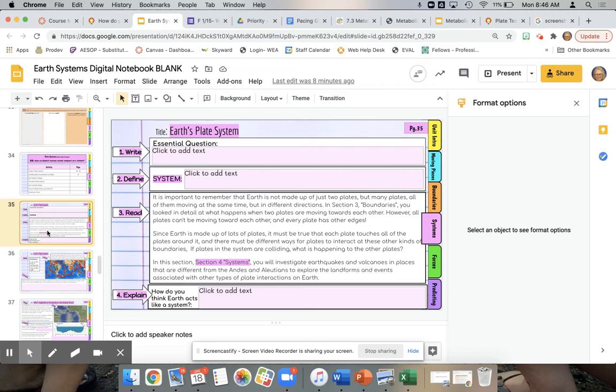They are going to be reading an overview of the section, writing down the essential question, and defining systems. So this may be a good time for you to have a launch of some sort of a systems video to help students understand the idea that there are lots of pieces working together, and whatever happens in one area is going to ultimately influence all of the other areas within the system.